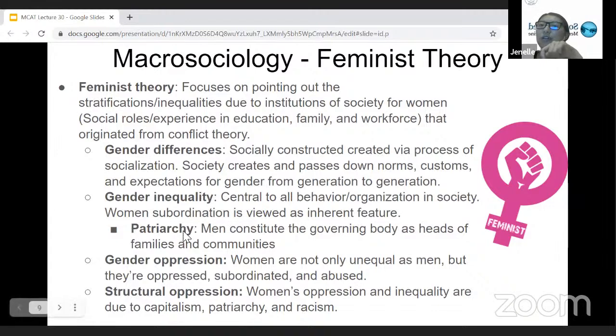And so here I define patriarchy, which is when men constitute the governing body as heads of families and communities. The other focus is gender oppression, where it's found that women are not only unequal to men, but they're also oppressed, subordinated, and abused. And then there's also structural oppression, which is when women's oppression and inequality are due to capitalism, the patriarchy, and racism.